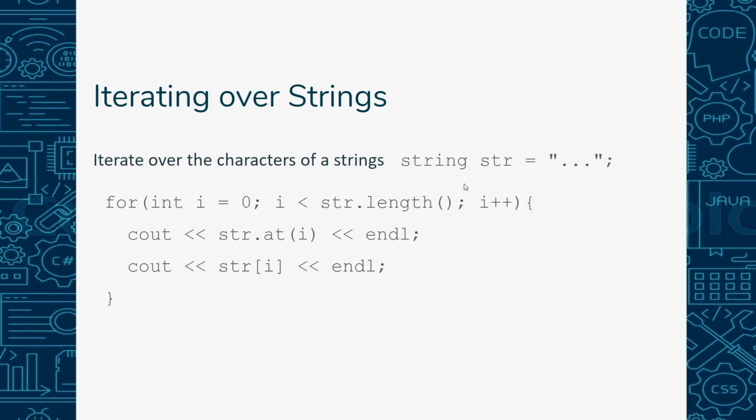Iterating over strings, you can iterate over strings just like using a for loop, so this would display every character. You can use str.at to access the character, or you could just use str and do array notation. Both of those ways work. And that will just display one character at a time per line. Okay, and that is it.